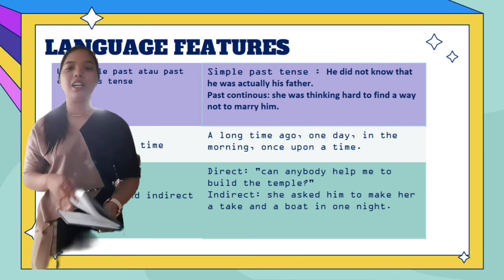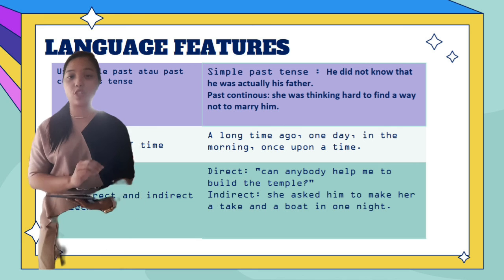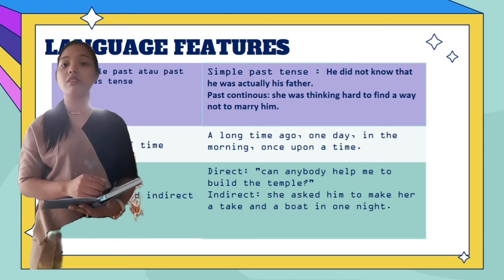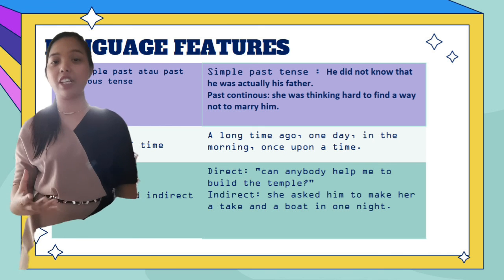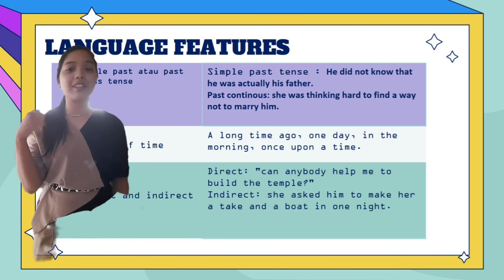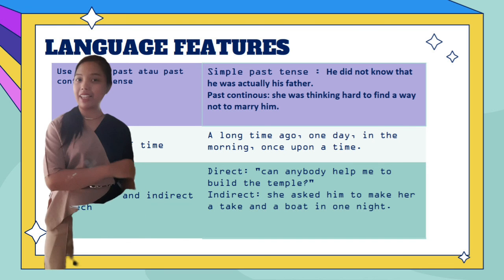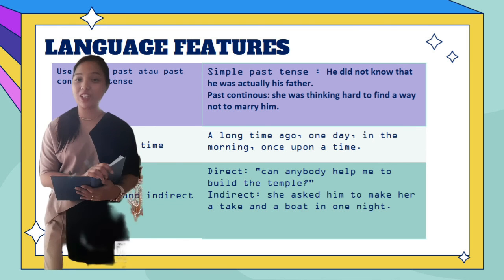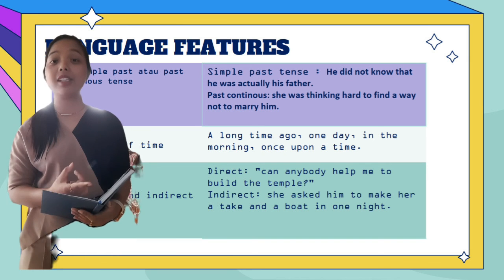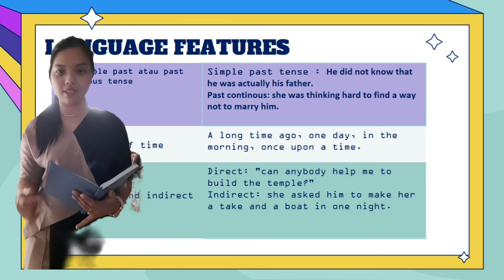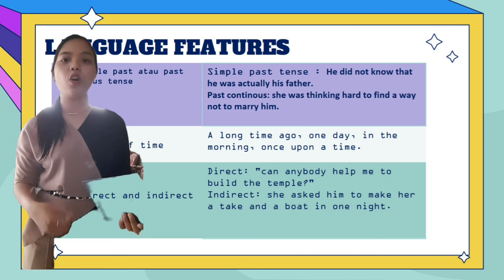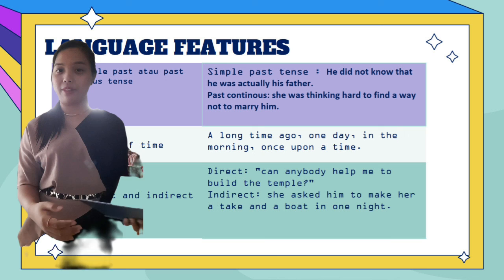Okay class, now we come to the language features. We can find out whether the story is narrative text or not from the language features. Do you guys remember about past tense? Actually, narrative text uses simple past or past continuous tense. For example, grew, helped, was helping, and much more.